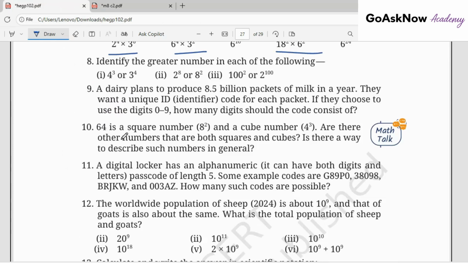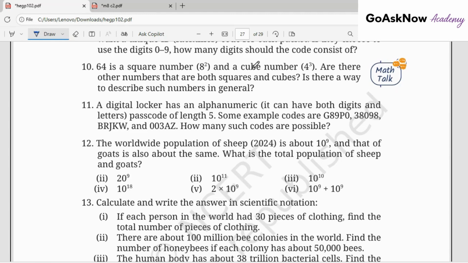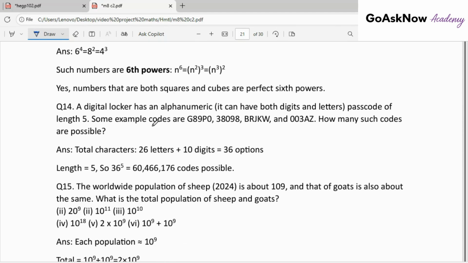Next, 64. 64 is a square number, 8 square, and a cube number, 4 power 3. Are there other numbers that are both squares and cubes? Is there any way to describe such numbers in general? Here 6 power 4 and 8 power 2 and 4 power 3. Such numbers are 6th power, n power 6, n power 2 whole power 3 is equal to n power 3 whole power 2. Yes, the numbers that are both squares and cubes are perfect 6th powers.